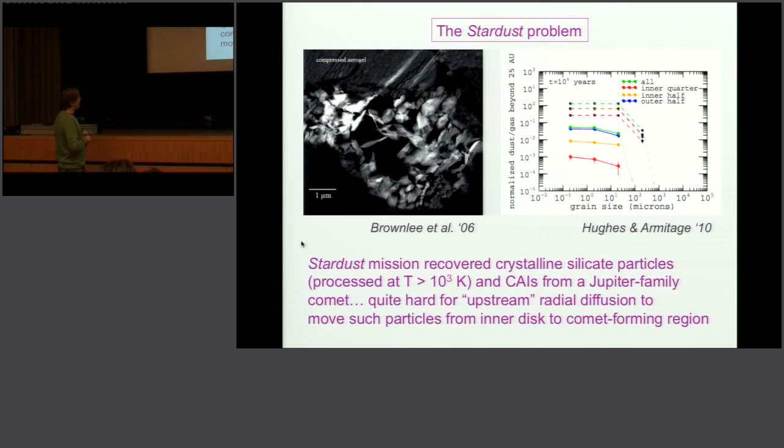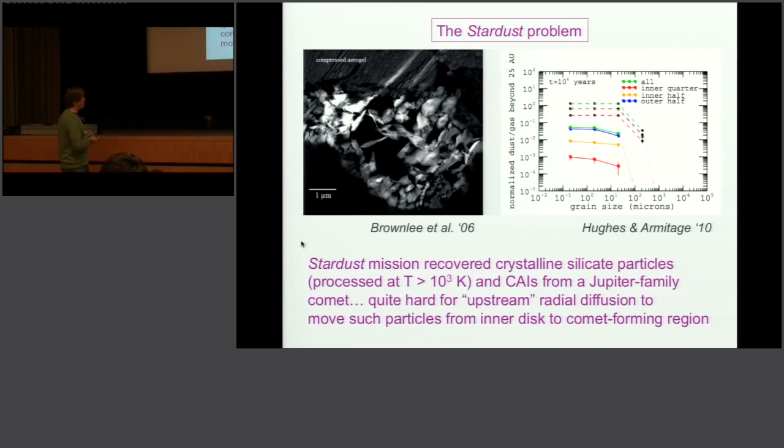Let me mention one application of these kinds of issues, which is related to some of these questions of thermal processing of solids that we heard a little bit about from Leonardo. There was a number of years ago a Stardust mission which collected particle samples from a comet. Okay? And so this is a picture of one of those samples from Brownlee et al. in 2006. And what was found in the Stardust mission, somewhat surprisingly, was that from that comet there were both crystalline silicate particles and also some of these calcium aluminum inclusions that we've already heard about.